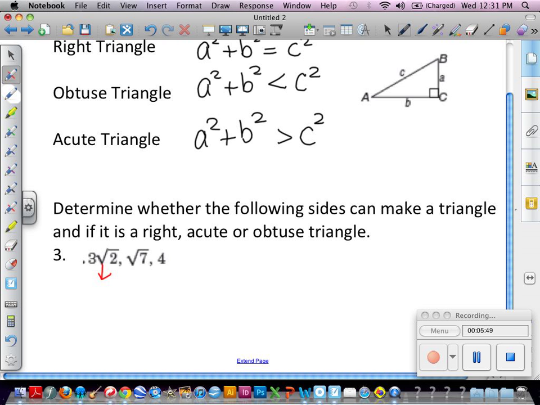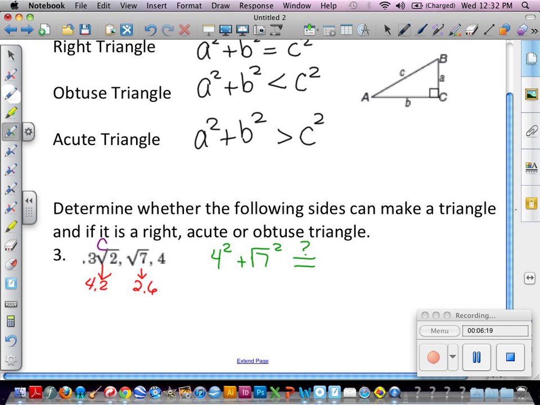When you do that, 3 times root 2 in decimal form is 4.2. Root 7 as a decimal is 2.6. So now at this point I can tell that 3 root 2 is going to be my hypotenuse. So this is my C. So I'm going to take 4 squared plus root 7 squared. I'm trying to decide equal, greater than, or less than, so I put a question mark over my equal sign.